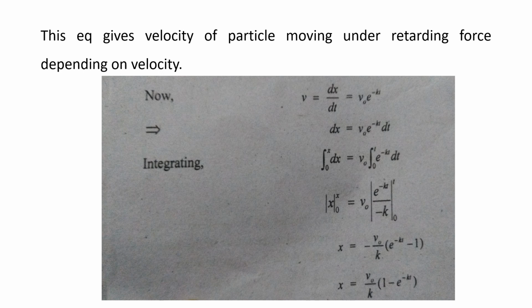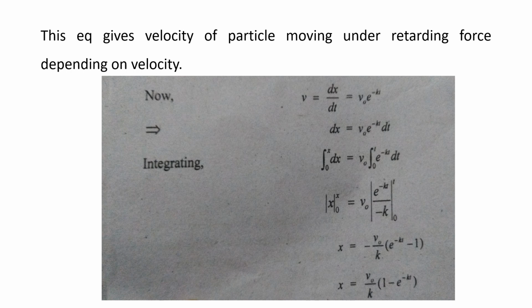into exponential minus kt dt. Integrating that equation and applying the limits for displacement, 0 to x, and for time 0 to t. So the integral 0 to x of dx is equal to v naught times the integral 0 to t of exponential minus kt dt. Integrating that exponential, we get v naught into exponential minus kt over minus k, with limits 0 to t.